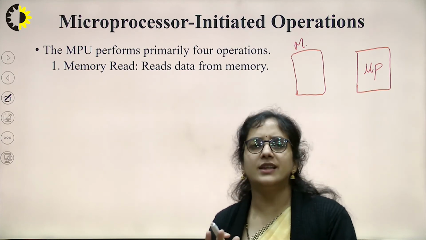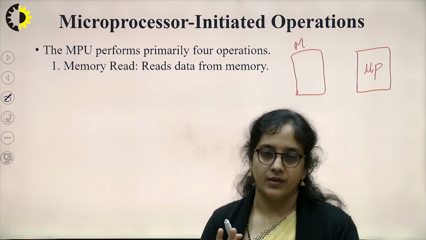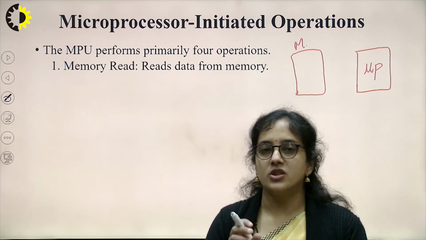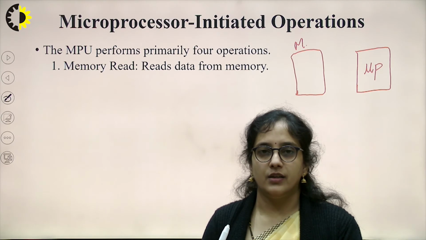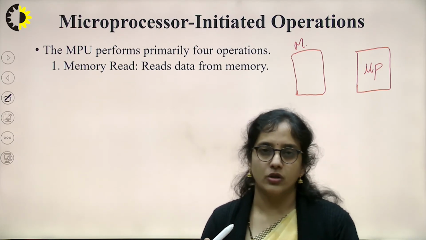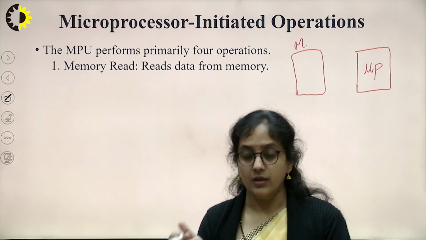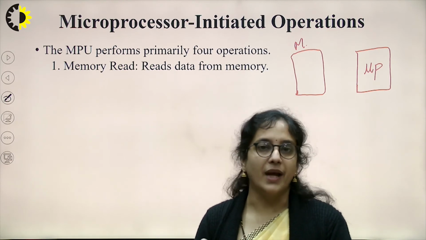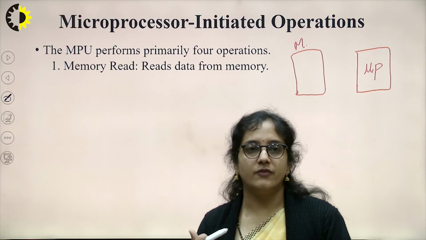Here we are using the word data because right now the instruction is the data. For the microprocessor, whatever information comes to it is data. Initially we can classify it into two parts: one is instruction and one is data. But for the microprocessor the instruction is also data because it is in binary form, so we consider it as data only. So it reads the data from the memory.